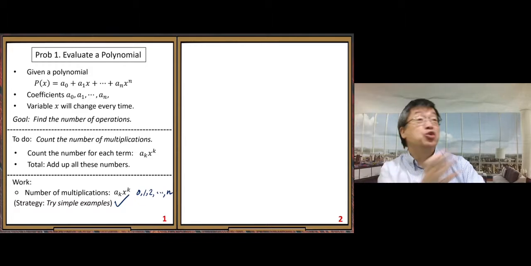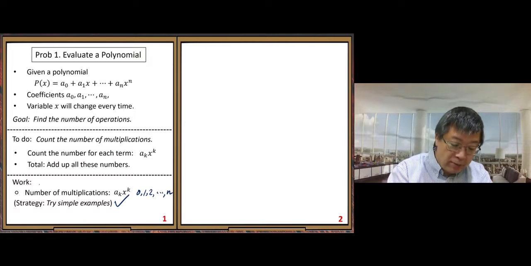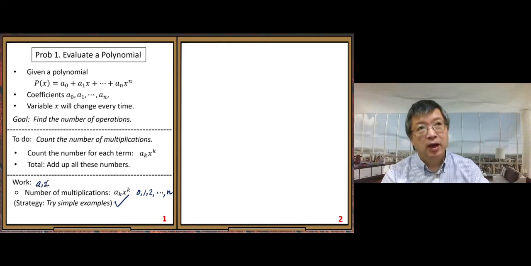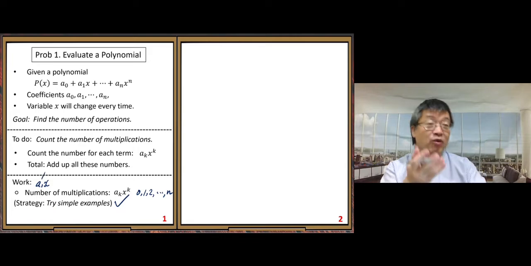k equals 0, that's trivial. No multiplication, so we do not need to try that. Let's start with k equals 1. Then the term becomes a1 times x. How many multiplications? 1, right? That's easy, 1 multiplication.